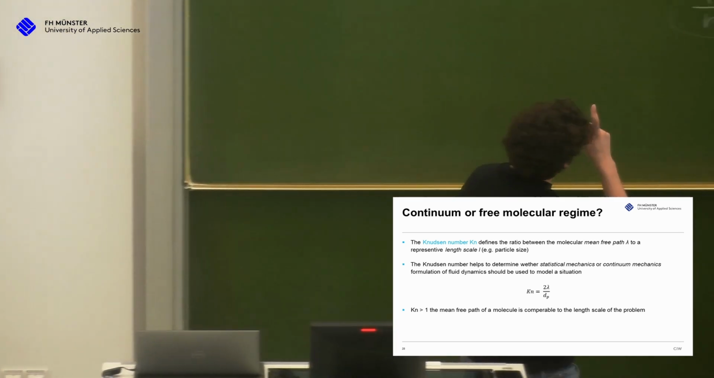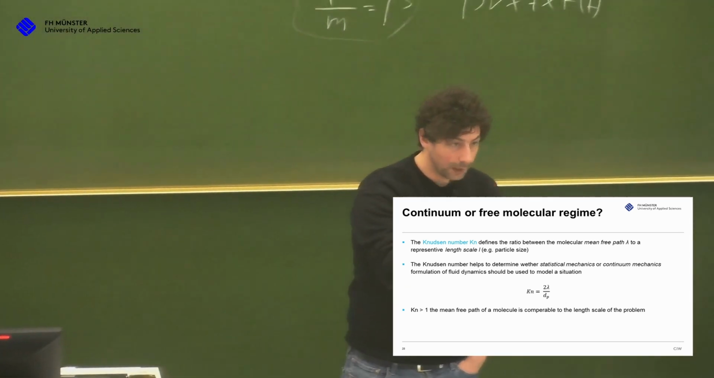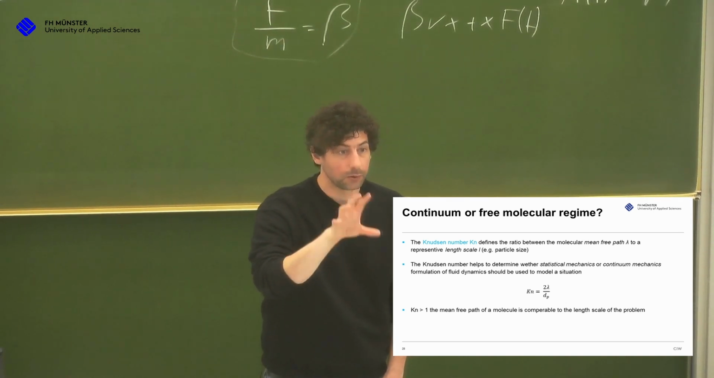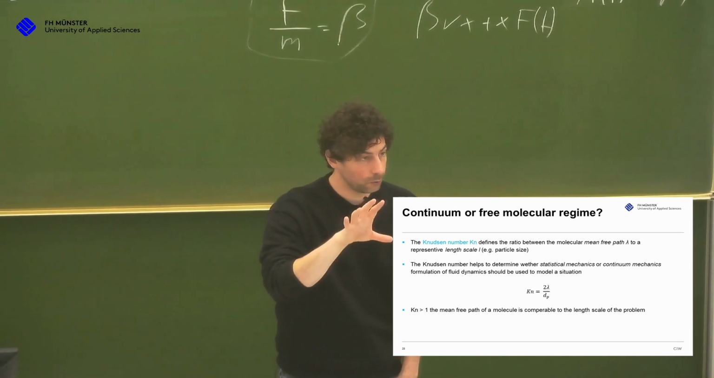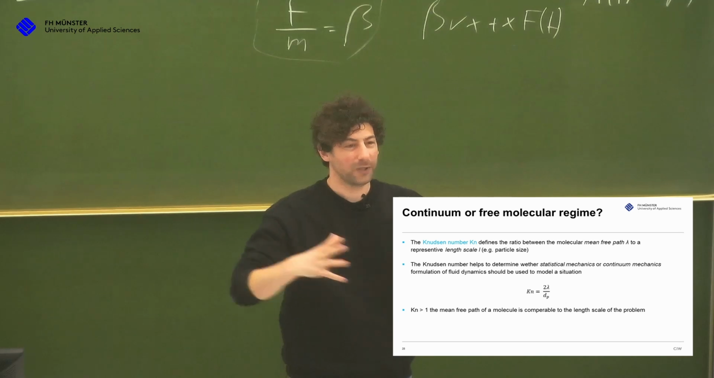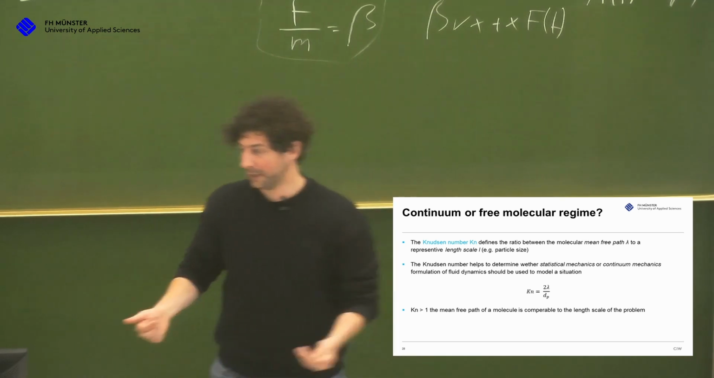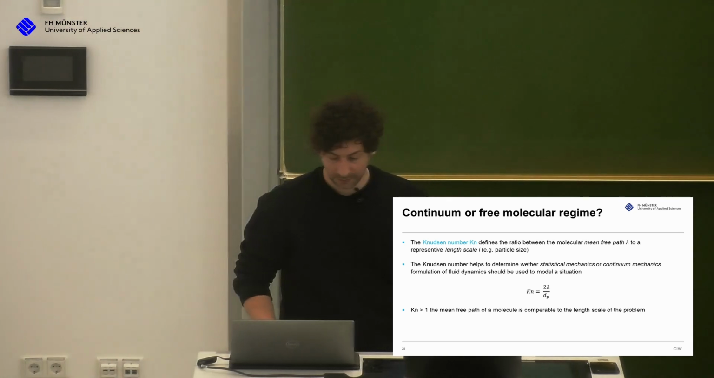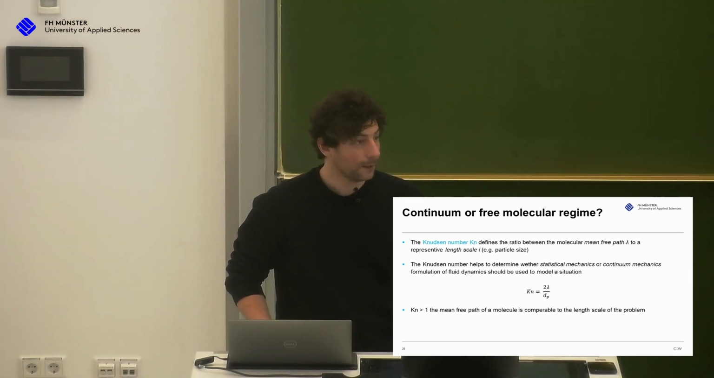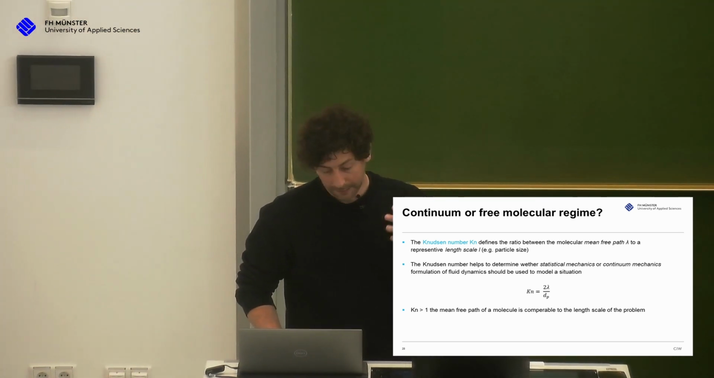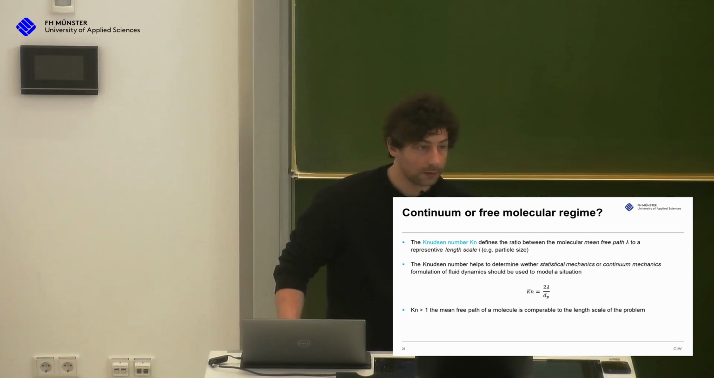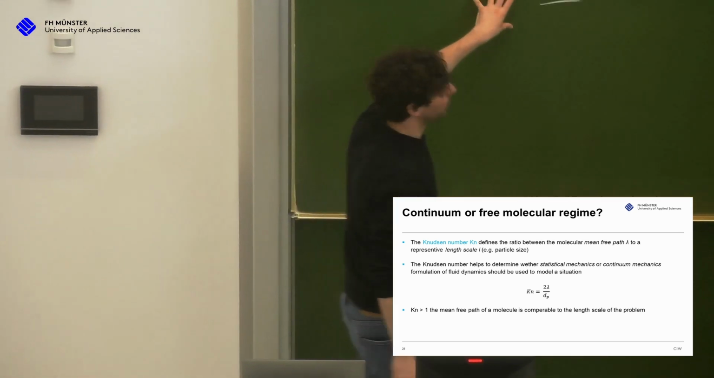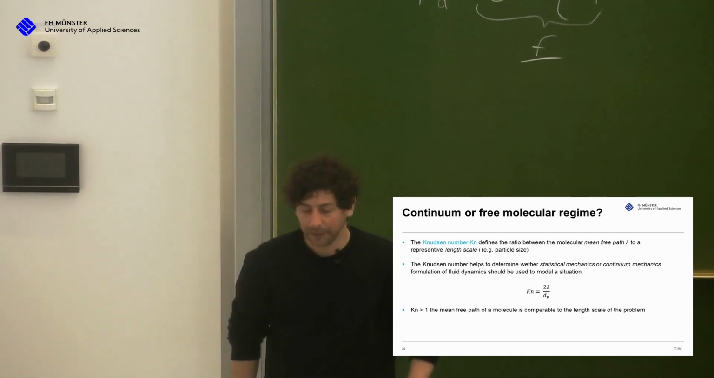So this means if the Knudsen number is larger than 1, we are in the free molecular regime. So the continuum regime does not work anymore. If the particle is very large, the Knudsen number gets smaller and smaller. If this goes high, this goes down. And if the Knudsen number is smaller than 1, roughly, we are in the continuum regime, and then we can work with these equations. That's a little bit oversimplified.